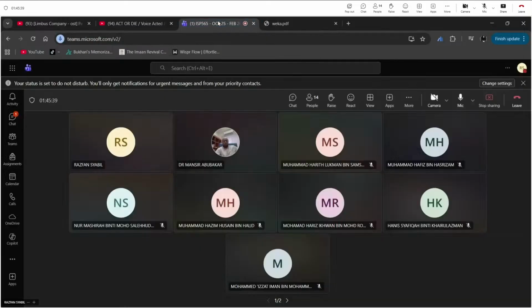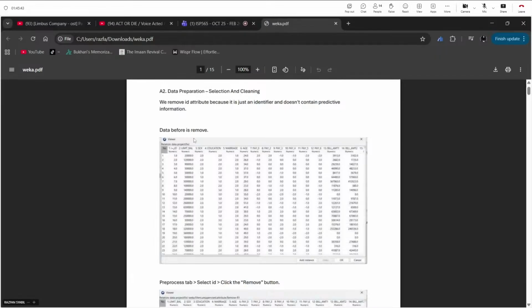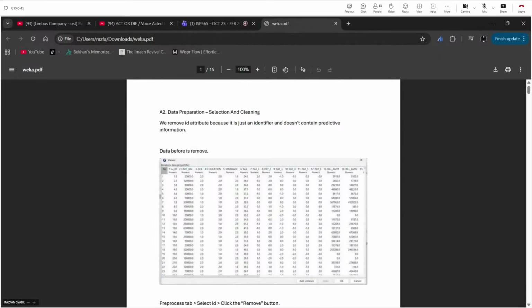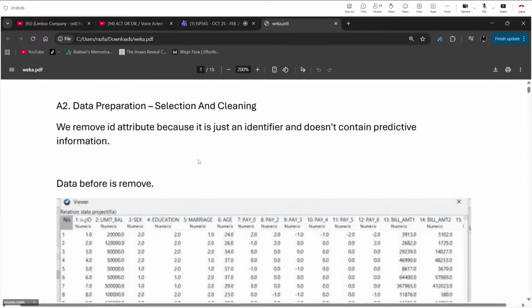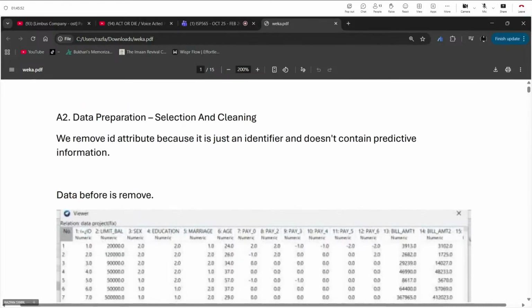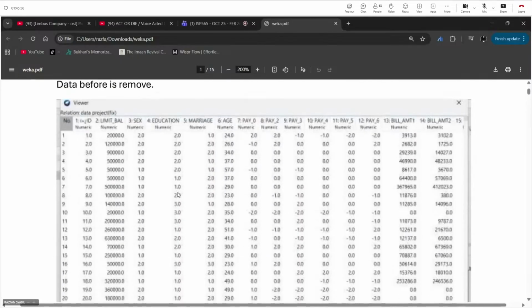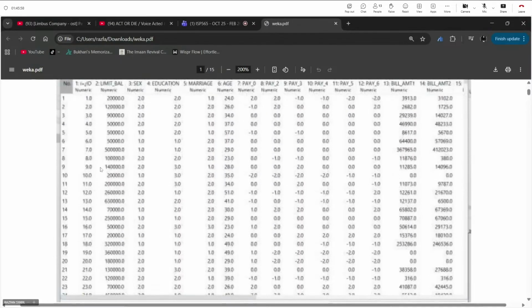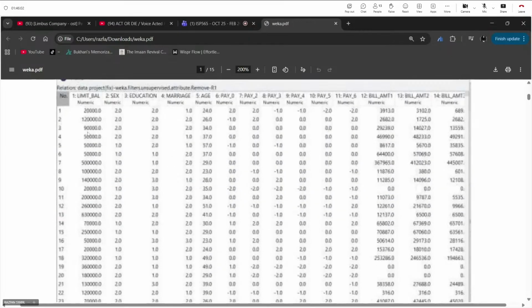Okay, Doctor, can you hear me? Yeah, I can hear you. Do you see this screen now? This is our PDF. Can you zoom in? Okay. So this is our A2, the data population. Before we do anything, we have the ID here. With a quick select and remove, the ID here is gone.